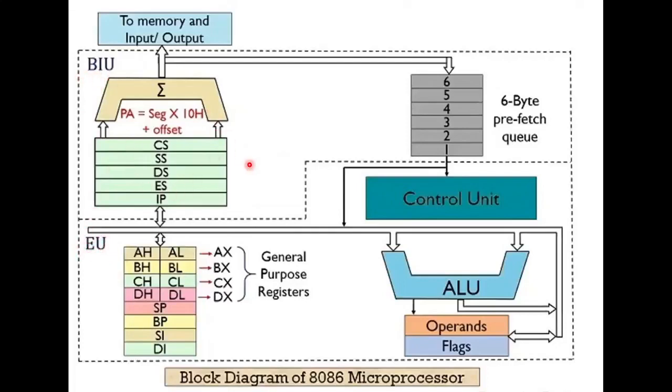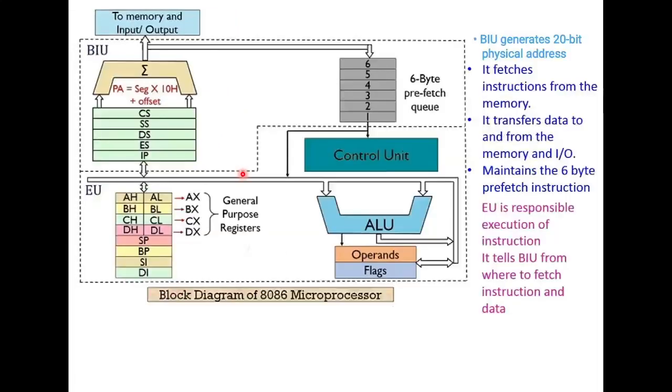Then we will discuss one by one what is this instruction queue and ALU, flags and general purpose registers, segment registers. So this and all we will discuss one by one. First the responsibilities of BIU and EU we will see. So BIU generates 20-bit physical address. There is a formula to generate the 20-bit physical address. What is that 20-bit physical address? Why we need to generate that? How the processor can generate? That and all we will see one by one.